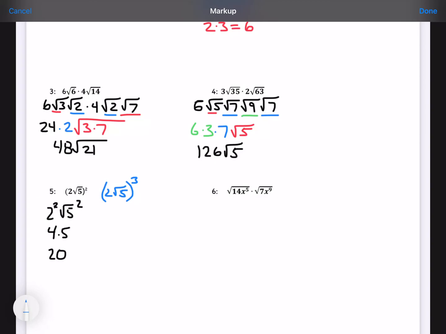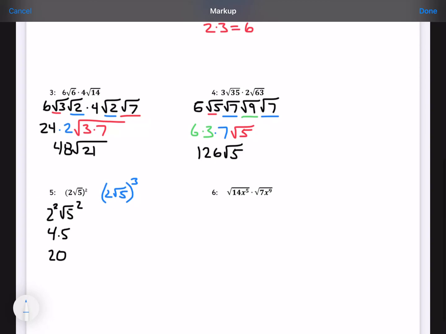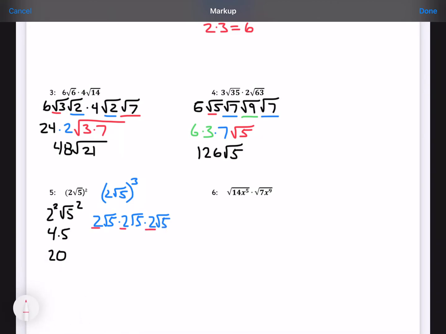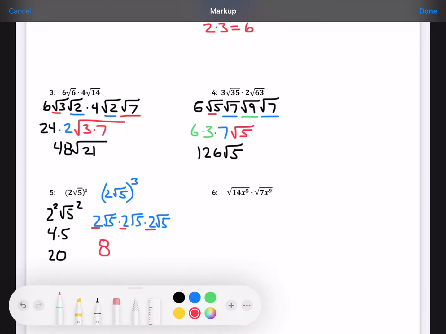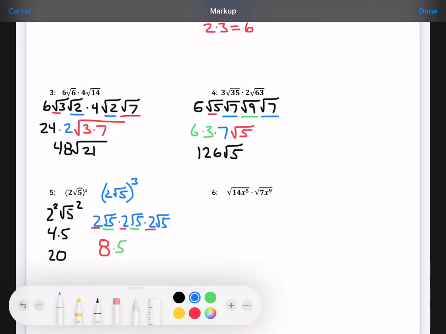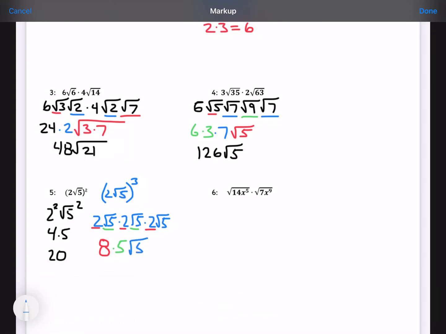So really all we're doing is rewriting 2 square roots of 5 three times. So I'd have 2 times the square root of 5 times 2 times the square root of 5 times 2 square roots of 5. Well, when I do that, 2 times 2 times 2, I know that's 8. And then I have a square root of 5 and a square root of 5. So I have 2 of those. That's another 5. And then I just have that last square root of 5. So I'll just leave it. So my answer for that would be 40 square roots of 5 if I had 2 square roots of 5 raised to the third power.